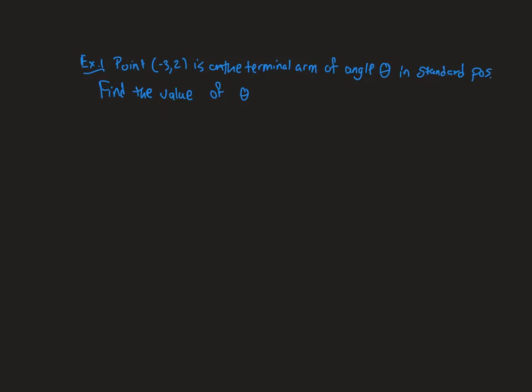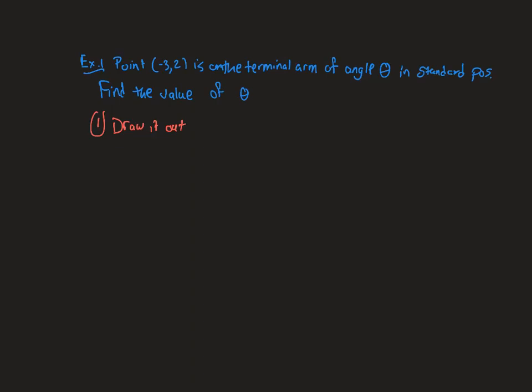Okay, so for this example here, it says point -3 and 2 is on the terminal arm of angle theta in standard position. So they want you to find the value of theta. So when it comes to these type of questions, if you have trouble understanding the way this looks, it's better to draw it out first. So your first step should always be draw it out.